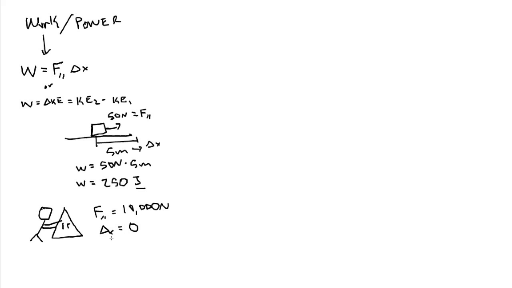Okay? So in order for work to be done, you first have to have some force, but you also have to have a displacement. So in this case, there is no work done on this object. So in order for work to be done, you must have a displacement and you must have a force.